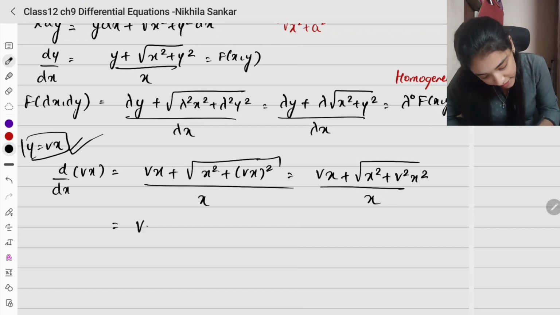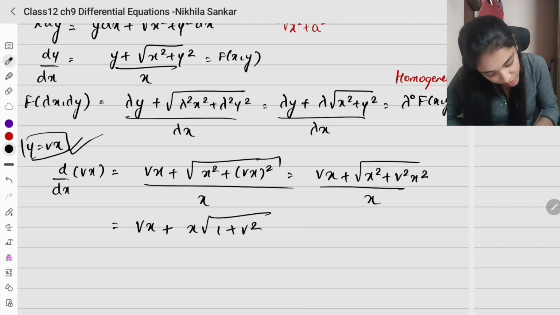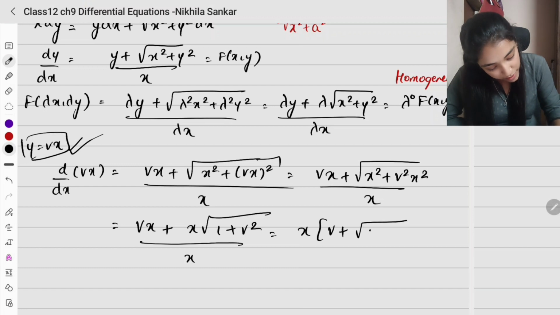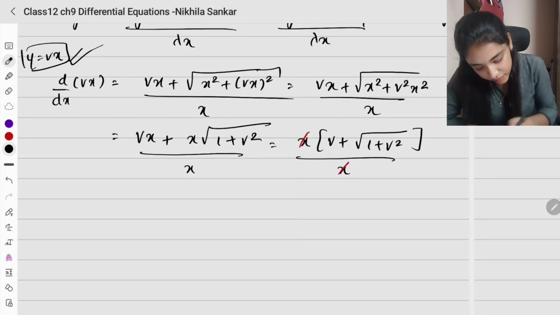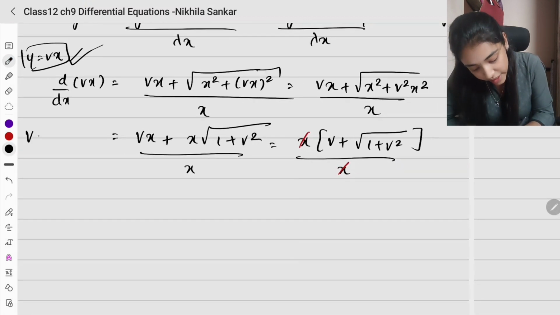Now x square common வெளியில எடுத்தா I'll have vx plus square root, x வெளியில வந்துரும், times 1 plus v square, divided by x. Taking x common, I have v plus square root of 1 plus v square divided by x. The x and the x gets cancelled. I'll be left with, left hand side என்ன இருக்கு? v dx by dx is 1 plus x dv by dx.